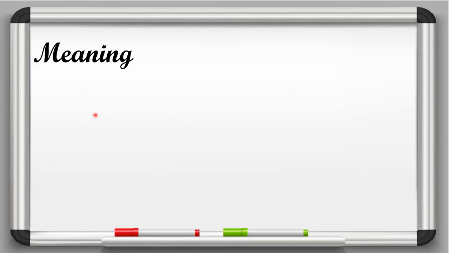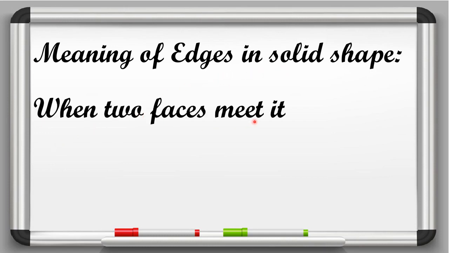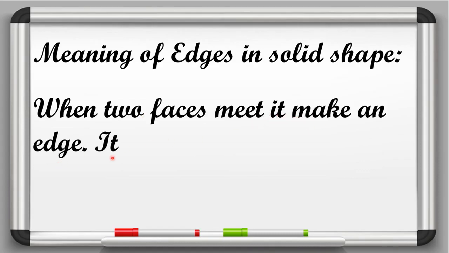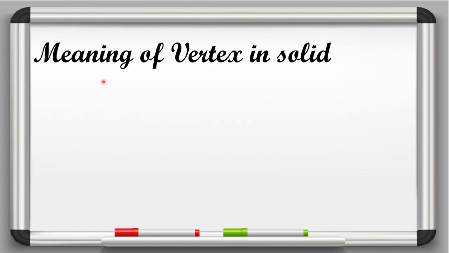Now the next one is the meaning of edges in solid shape. So what do you mean by edge? When two faces meet, it makes an edge. Okay, it can be straight or curved. जहां पर टू फेसेस मिलते हैं वो क्या होती है बेटा? एज. ओके, ये स्ट्रेट भी हो सकती है और कर्व्ड भी हो सकती है. अंडरस्टूड? नाउ द नेक्स्ट इज मीनिंग ऑफ वर्टेक्स इन सॉलिड शेप.